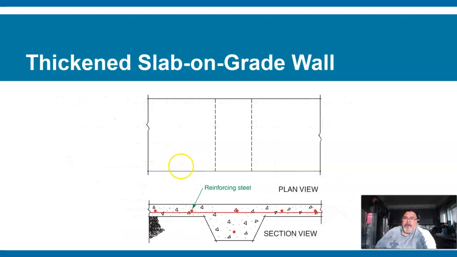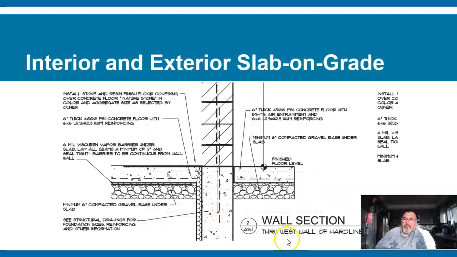Thickened slab on grade walls, so there's certain areas in the plan view. Here you'd see dashed lines. That's what it's showing you, that it gets deeper here in the section view. Interior and exterior slab on grade. So this is the interior of the house. Here's the wall. Here's the finished floor. Installed stone and resin finish floor covering.